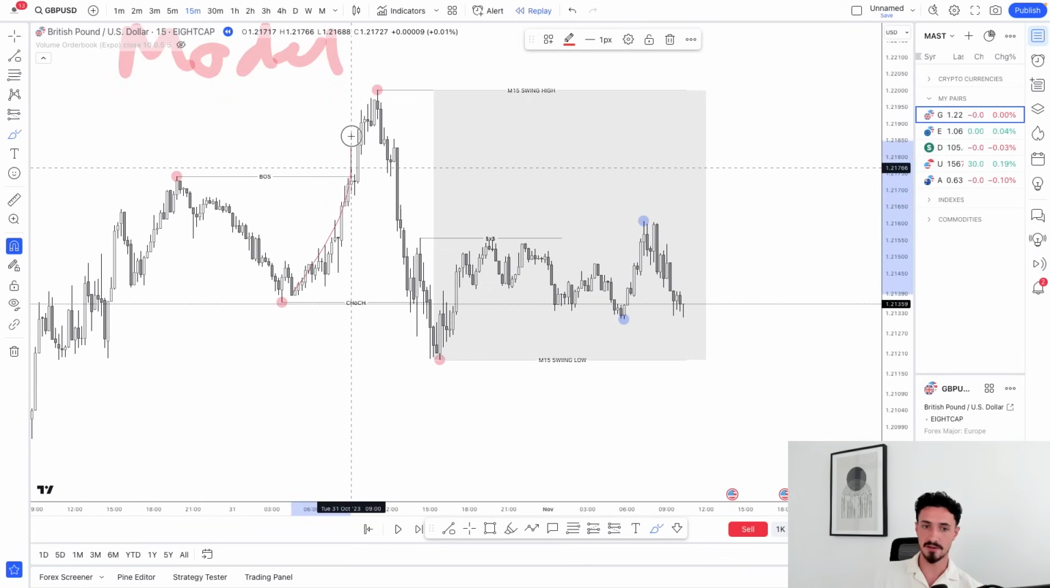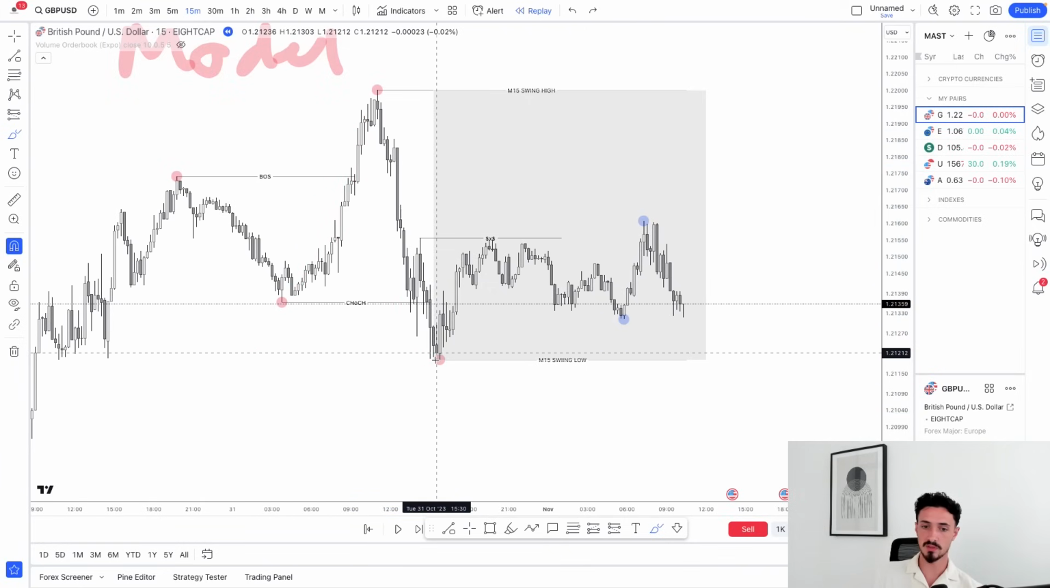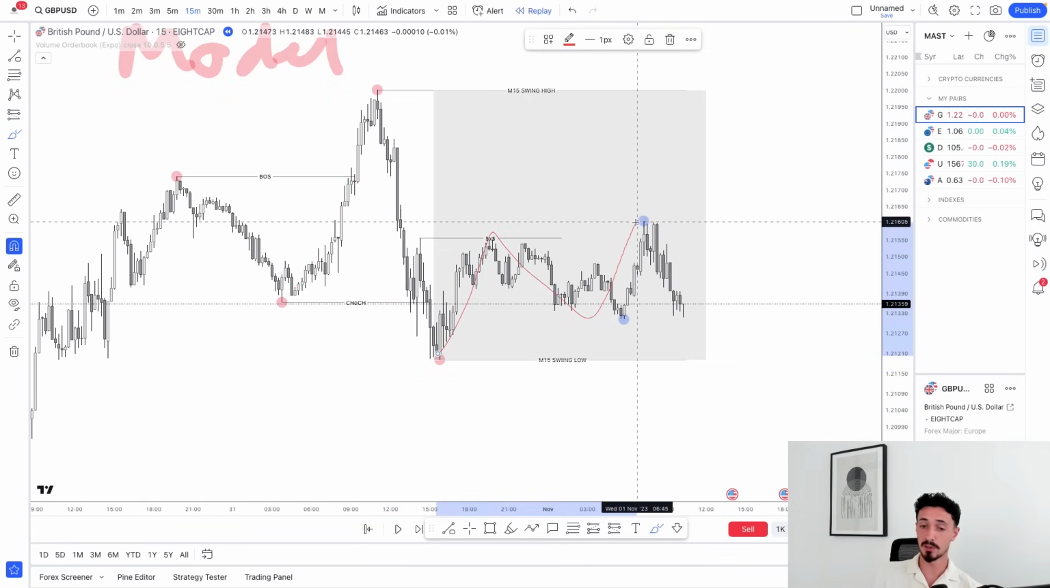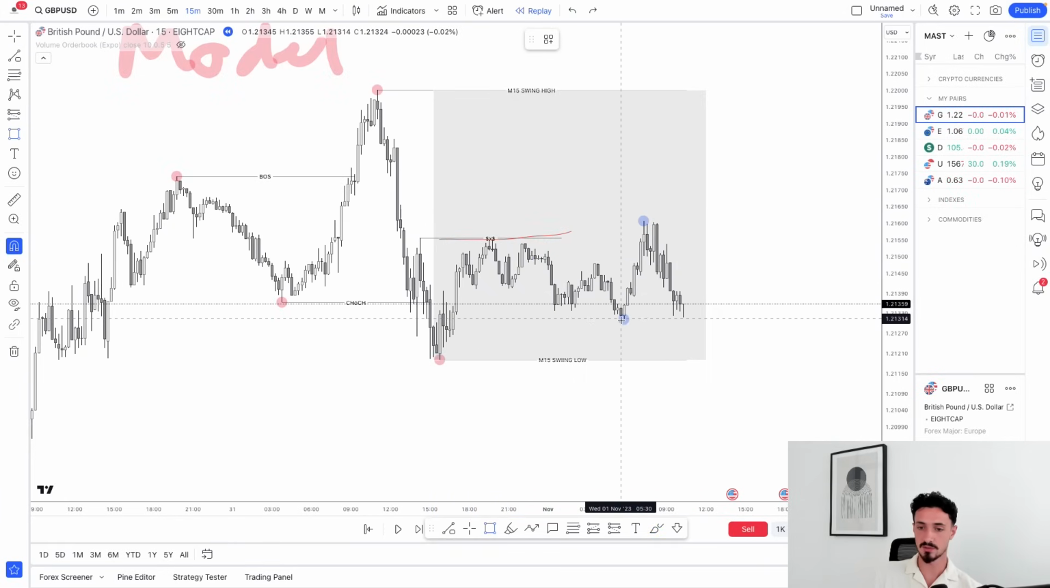So we know that we're bearish, right? The order flow is bearish. We know that the internal is currently bullish. We have this liquidity in here that we've just taken out, by the way. And now essentially nothing matters until we eventually break this low. So this is our structural low.